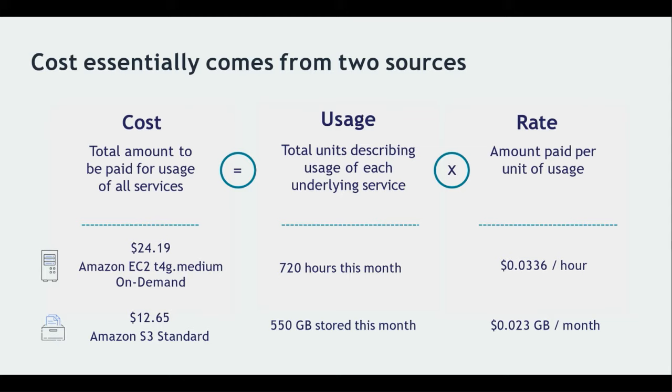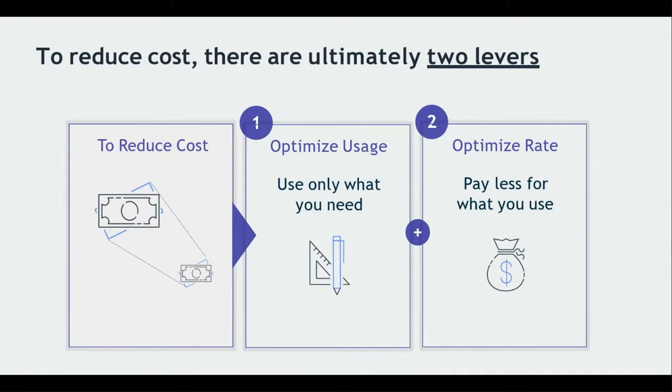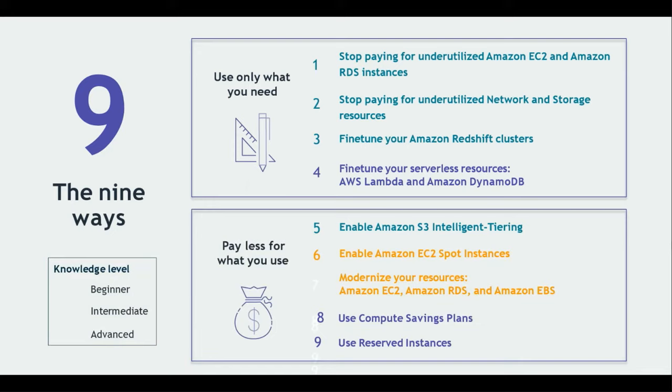Now let's move forward. Generally, to reduce your cost, you need to check two layers. One is to optimize your usage: whatever you are using, limit your usage. And the other is to optimize the rate: whatever you are using, pay less for that particular usage. These are the two layers you need to check. These are the 9 ways we will cover today to give you an idea of how you can reduce your cost with respect to different AWS services. So let's move in.